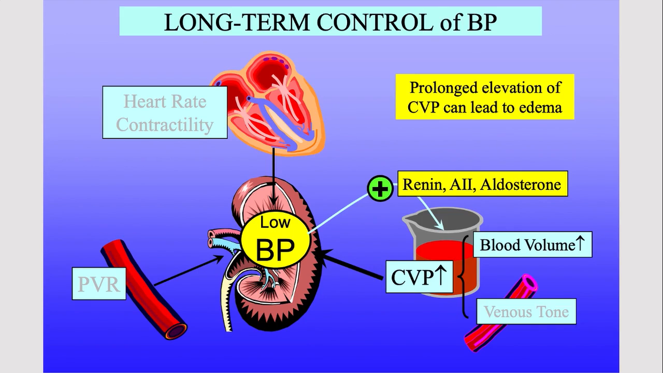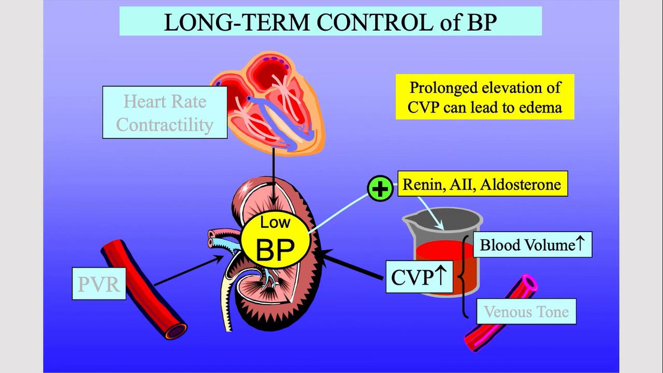So what about the long term then? We know the short term now. Long term, how do we regulate blood pressure? Well, that's really only regulated by the kidney, okay? None of the other things, all of the other things really are short term, right? But the kidney is what regulates the long term.